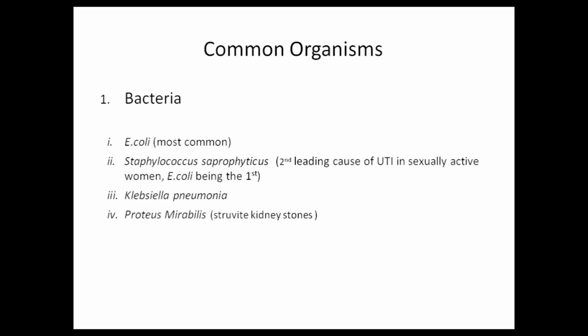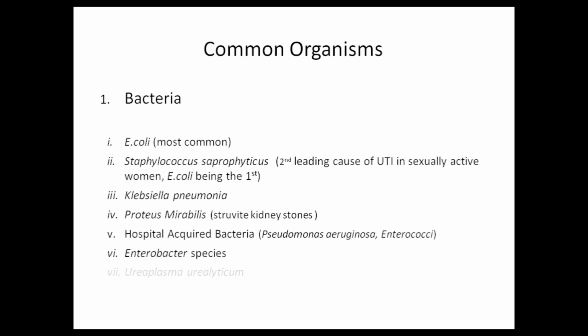Proteus mirabilis has an association with struvite kidney stones because it's a urease producing bacteria. It makes the urine alkaline, which provides an optimum environment for the formation of struvite kidney stones. So whenever there is a patient who has struvite kidney stones on imaging, you should think about Proteus mirabilis. After that, hospital-acquired bacteria, which include Pseudomonas, Enterococci, Enterobacter species, Ureaplasma urealyticum.